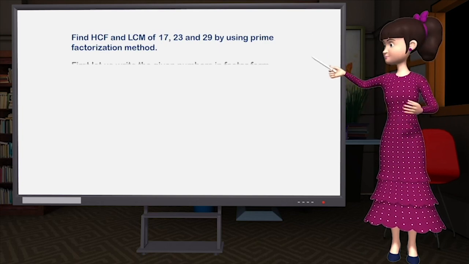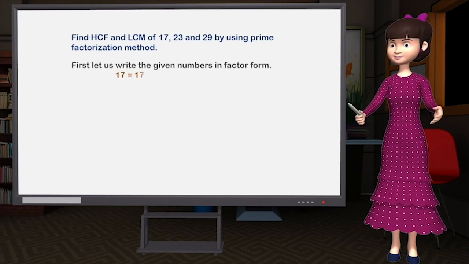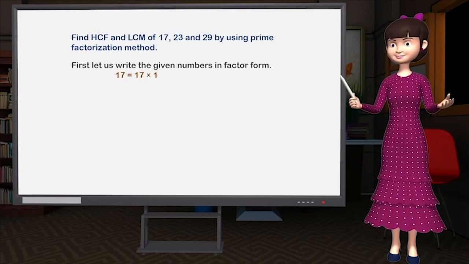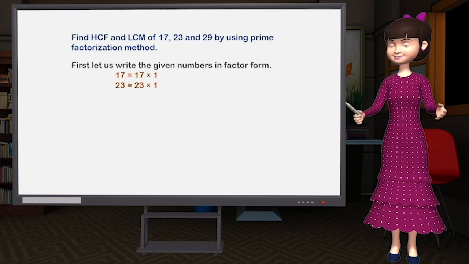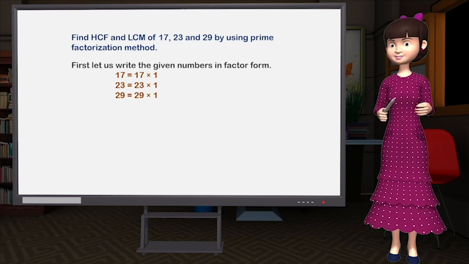Factorization Method. First, let us write the given numbers in factor form. 17 can be written as 17 into 1. 23 can be written as 23 into 1 and 29 can be written as 29 into 1.